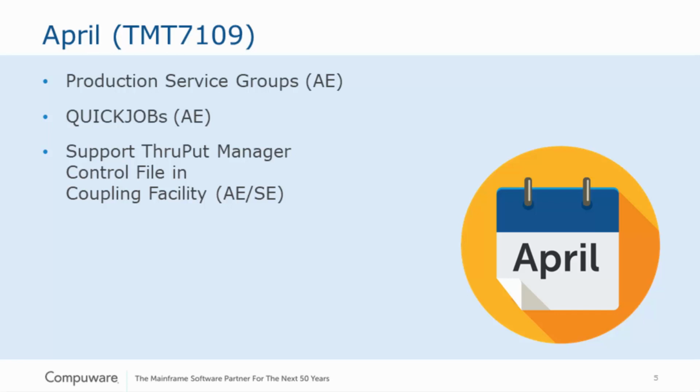You'll also see, as I go through the presentation, an AE or an SE. AE stands for Automated Edition, and SE stands for Standard Edition. Some customers are on the Automated Edition, and some are on the Standard Edition, and this is the release that it would apply to. The Production Services Group was added to the Automated Edition. We added something else called QUICKJOBS, also in the Automated Edition, and also support for the ThruPut Manager control file in the coupling facility, which was an enhancement for both AE and SE.